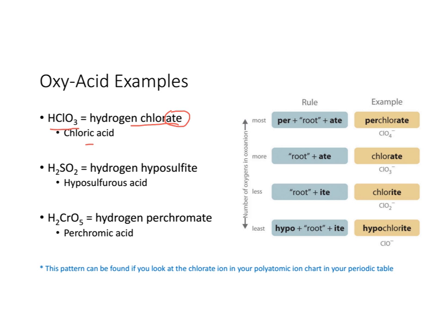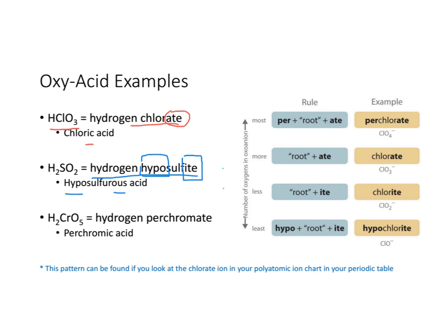Let's look at H2SO2. SO2 has two fewer oxygens than the usual form, sulfate. So if we were to name it as an ionic compound, we'd call it hydrogen hyposulfite. Now, if you remember the rules for naming acids, ite becomes ous, and we have to keep the hypo prefix as well. So the name for H2SO2 is hyposulfurous acid.